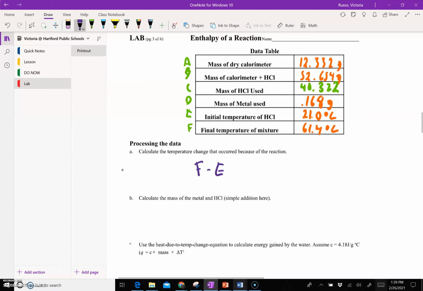Calculate the mass of the metal and the mass of hydrochloric acid. So you would do C plus D. And remember, the reaction is occurring inside the cup. So when we're doing Q equals MC change in T, we must include the mass of everything that's in the cup.